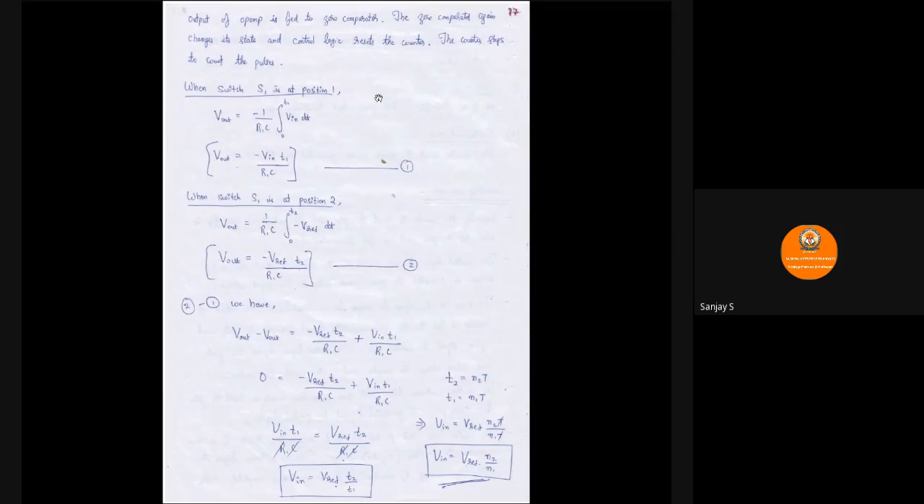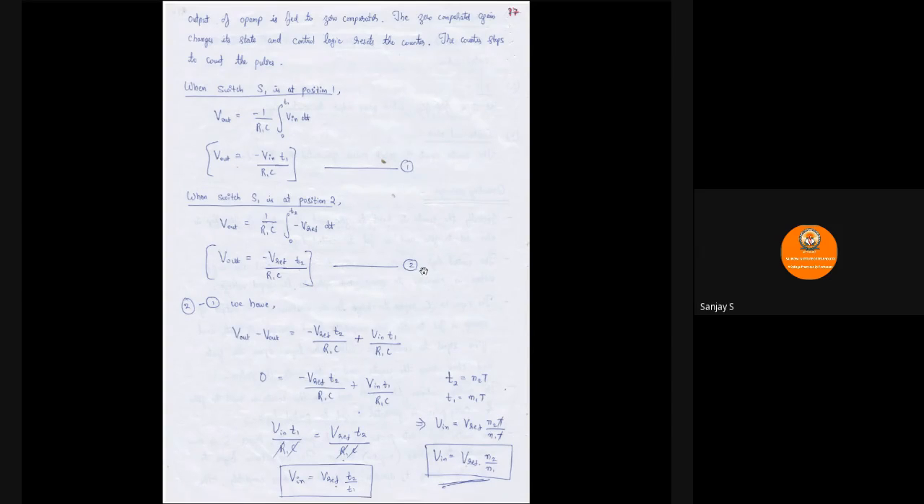Now whenever the switch is at position number 1 initially, V out is given by minus 1 by RC integral 0 to T1 V in dt. So if you integrate this, you have minus V in T1 divided by R1 into C. Call it equation number 1. When S1 is at position number 2, V out will be 1 over R1 C integral 0 to T2 of minus V reference dt. So if this is done, we get minus V reference T2 by R1 into C. Call it equation number 2.